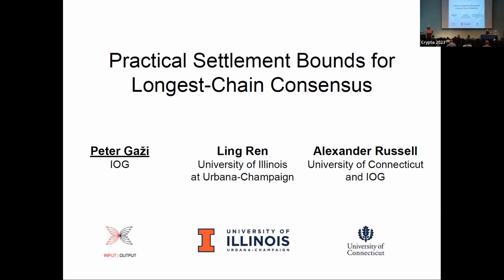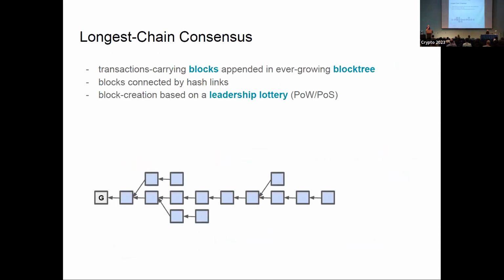Hi, everyone. I'm Petar Gazi, and I would like to talk to you about the speed of longest chain consensus today. This is joint work with Lindgren and Alex Russell. When I say longest chain consensus, I mean this class of protocols for maintaining a distributed ledger where parties collect transactions into blocks and put them into an ever-growing block tree connected by hash links. The right to create these blocks and append them to the block tree is decided based on some leadership lottery. We consider both proof of work and proof of stake leadership lotteries in this work.